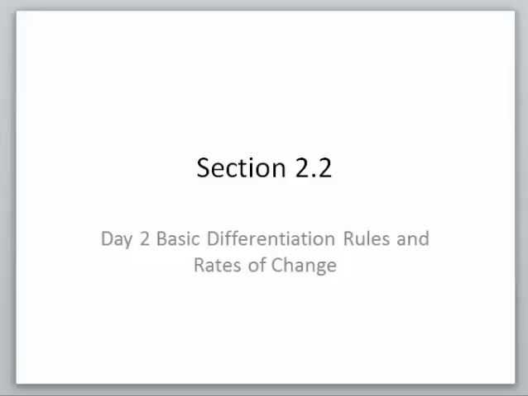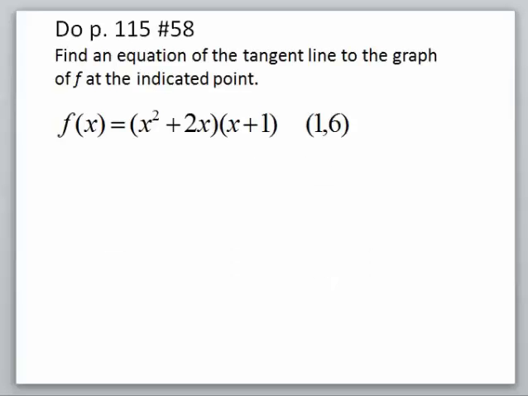Alright, today we're going to continue using those basic rules of derivatives. In my first example, the only thing different I'm asking you to do is to find the equation of the tangent line instead of just finding the slope of the tangent line. So the way we're going to find the equation of the tangent line is by first finding its slope. But in order to find the slope, we're going to have to FOIL this out.